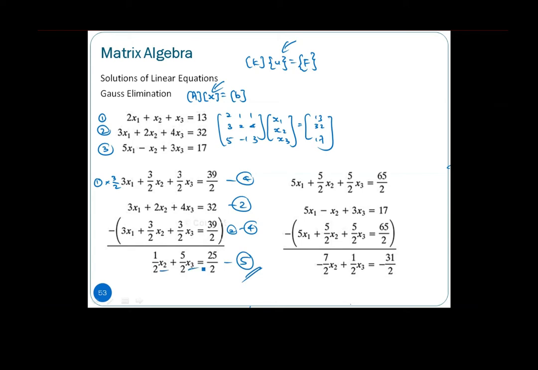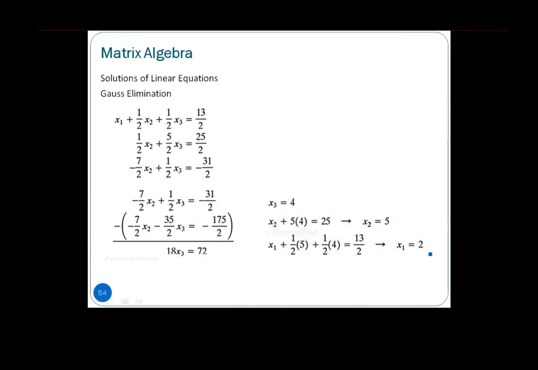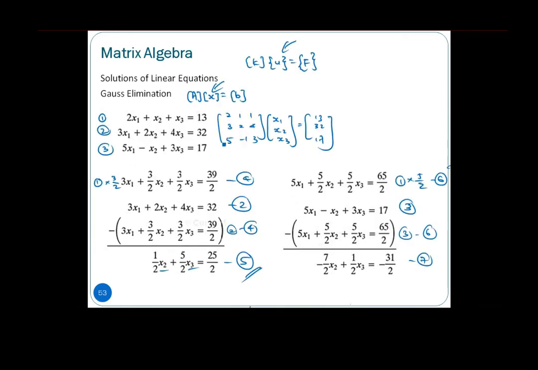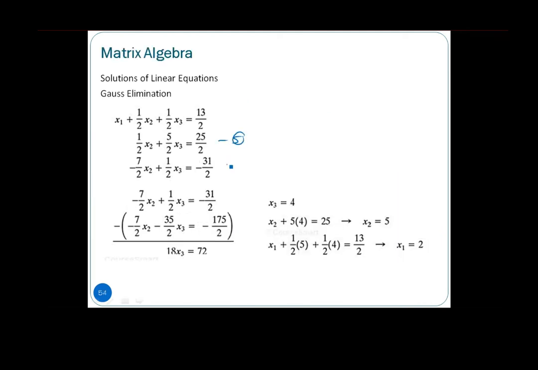At the same time, we can also multiply our first equation with 5/2. Then we have the third equation. So the third equation minus this one, let's say our sixth equation, gives us the seventh equation. So from there, we have the fifth equation and the seventh equation.